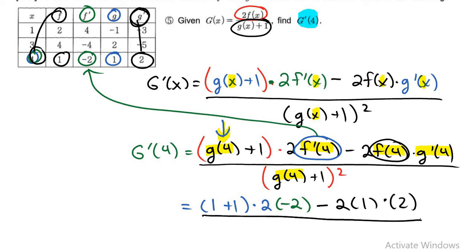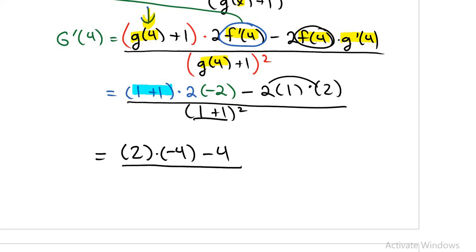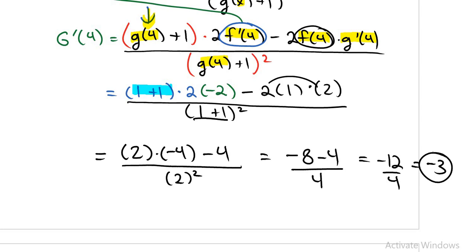All over the bottom of g of 4 plus 1. Well, we found g of 4 already. So g of 4 was just 1, and then plus the 1, all to the power 2. Alright, so now we gotta just continue to grind this out and get to the final answer here. We're almost done. So 1 plus 1 is 2 times negative 4 minus, well, 2 times 2 is 4, all over 1 plus 1 is 2, so 2 to the power of 2. Alright, so this is going to be negative 8 minus 4 all over 4, which will be negative 12 over 4, which equals negative 3 as a final answer.